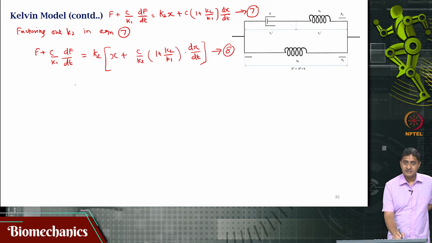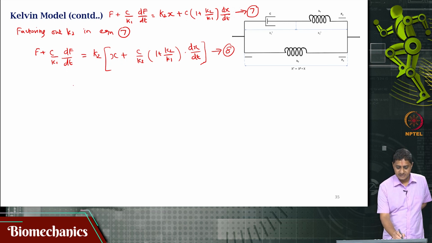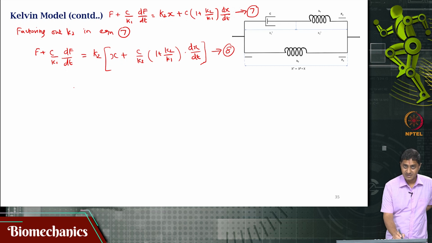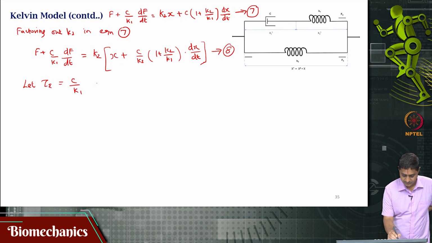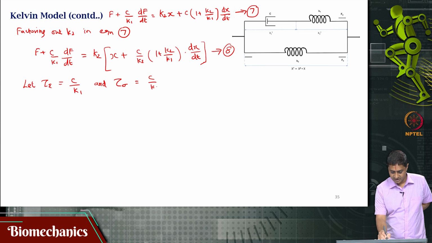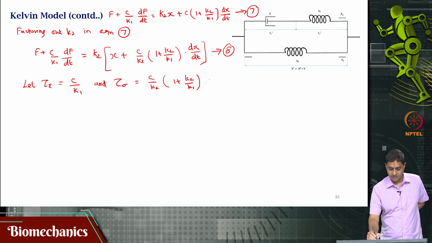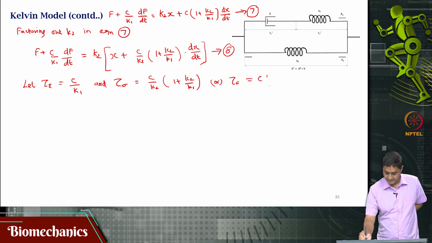Now, let me define some time constants tau epsilon and tau sigma. What are these? Let us see. Define, or let, tau epsilon be C divided by K1 and tau sigma be C divided by K2 times 1 plus K2 by K1, or tau sigma is C times 1 by K1 plus 1 by K2.